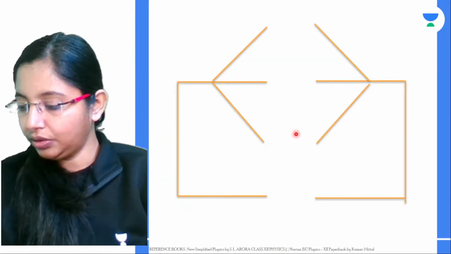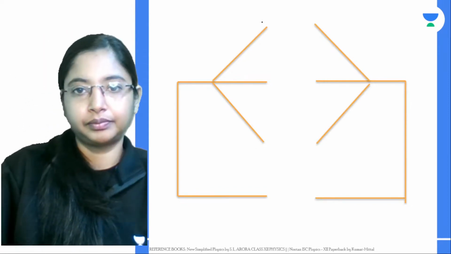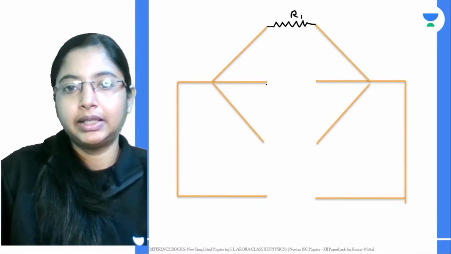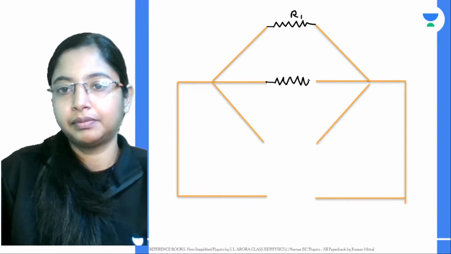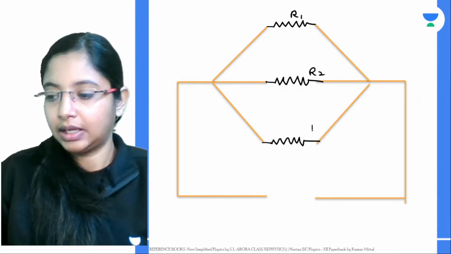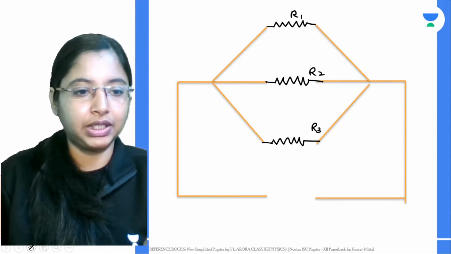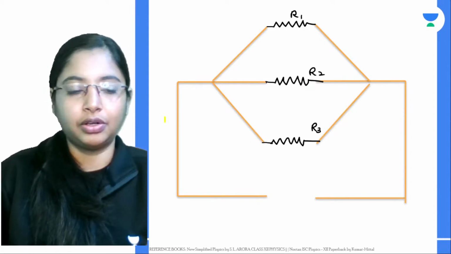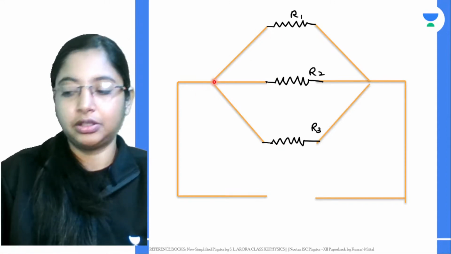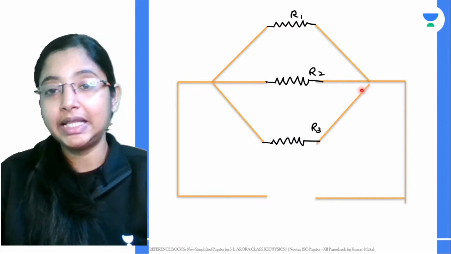All right. So here, let's say there is a resistor R1, right? There is a resistor R2, and there is a resistor R3. Okay, 3 resistors, and all 3 resistors are connected across 2 common points, right? One end of each resistor is connected to one point, and the other end is connected to another point. Okay, then we say they are connected in parallel.